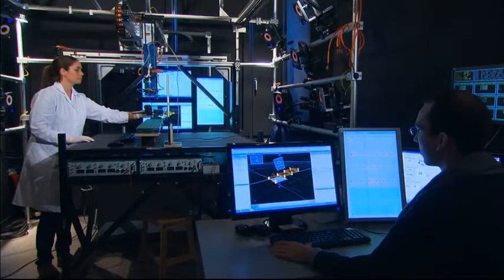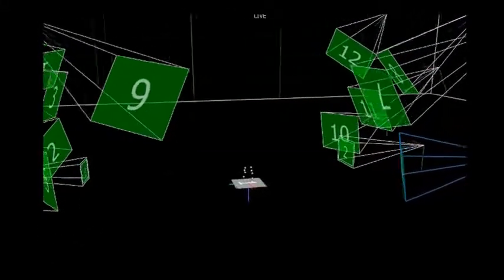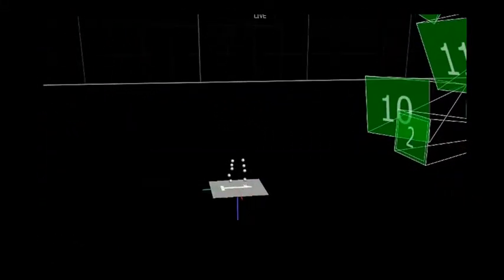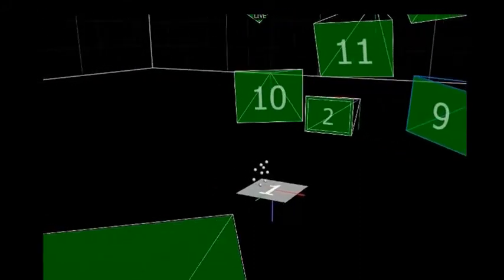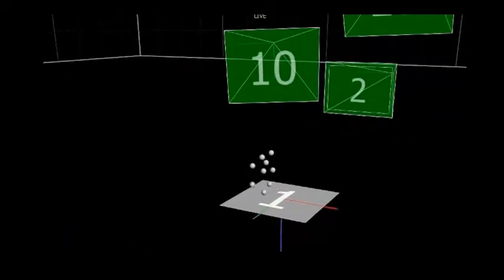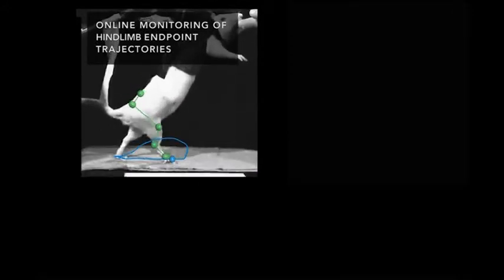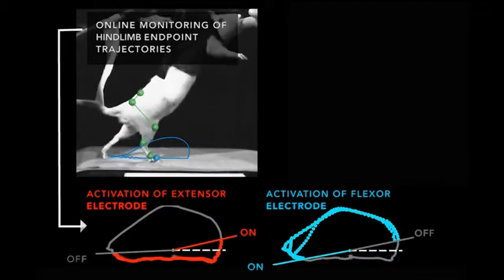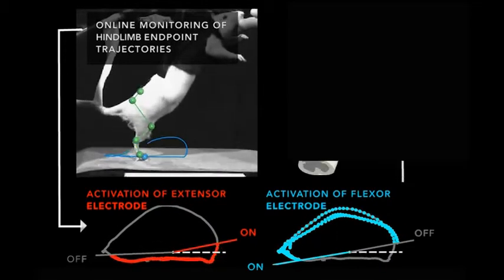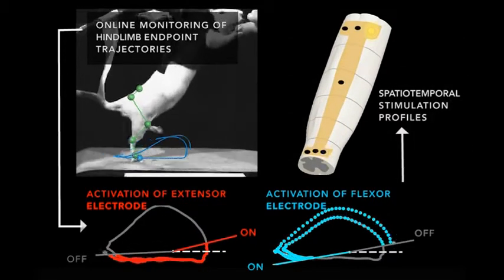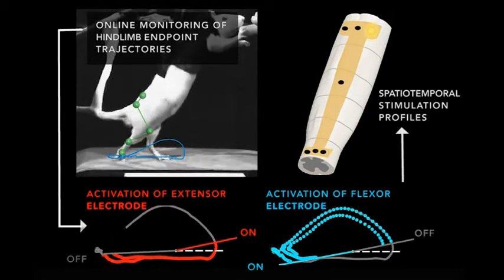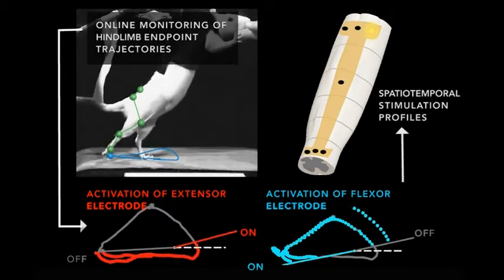To reproduce this motor neuron activation pattern after injury, we recorded hind limb kinematics in real time using a high-resolution motion capture system. The spatiotemporal trajectory of the hind limb endpoint resembles a clock that divulges the timing of gait. This movement feedback was used to trigger the activation of electrodes targeting extensor versus flexor hotspots.